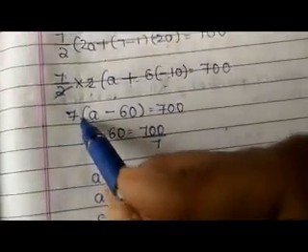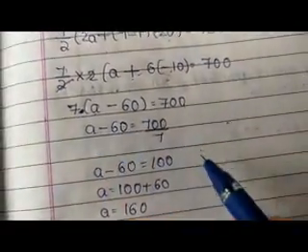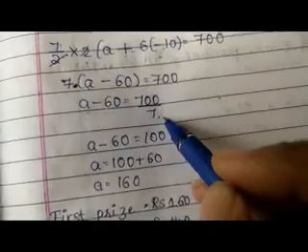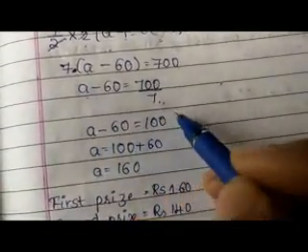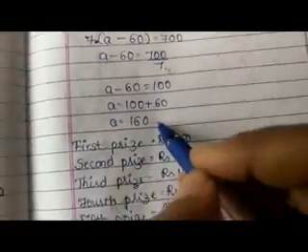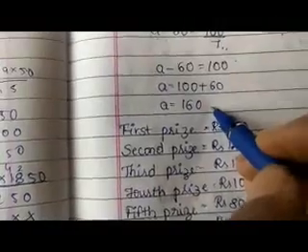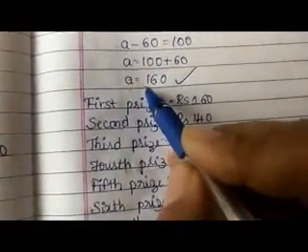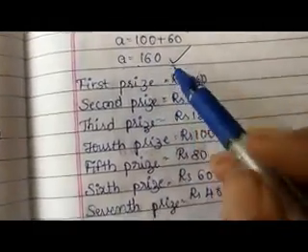Now what we can do, 7 is multiplying, so we can directly bring it to the denominator here. a minus 60 is equal to 700 by 7. a minus 60 is equal to 100. Therefore a is equal to 100 plus 60. a is equal to 160. What is the meaning of a is equal to 160? The first prize is 160. Now from then onwards 20 rupees less till the 7th prize.